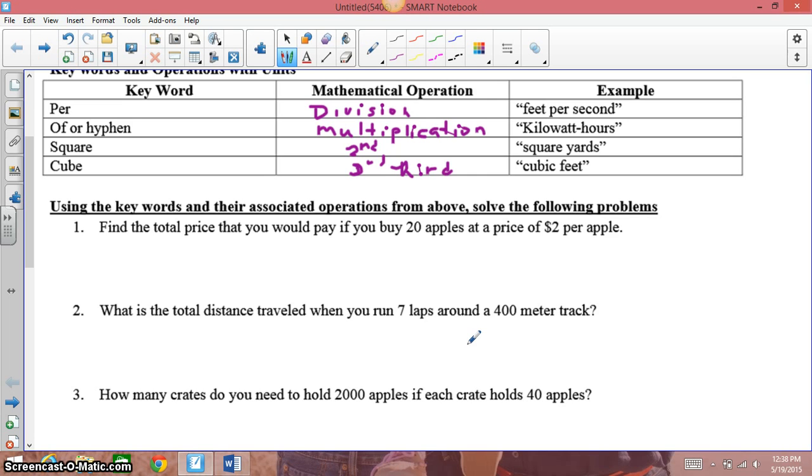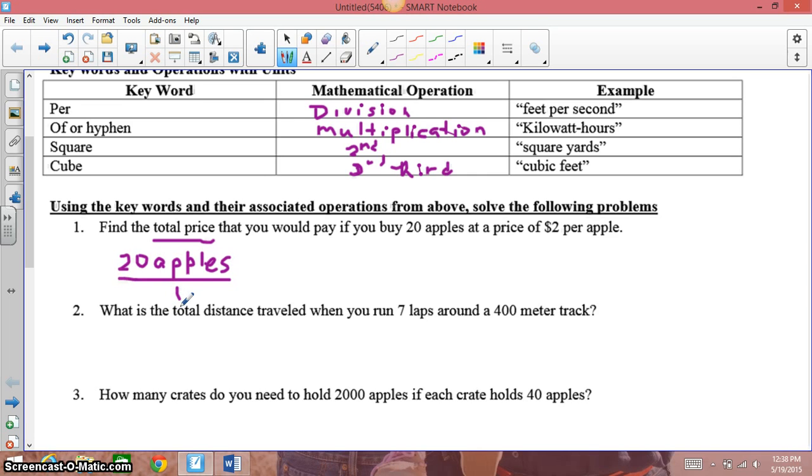So looking at number 1 here, it says find the total price that you would pay if you were to buy 20 apples at a price of $2 per apple. Always ask yourself, okay, well, what am I trying to find here? And this problem is asking you for a total price, meaning the unit that you want to end up with then has to be money. So we know here then we are starting with our 20 apples. If you ever don't start with a fraction, make it a fraction by putting it over 1.